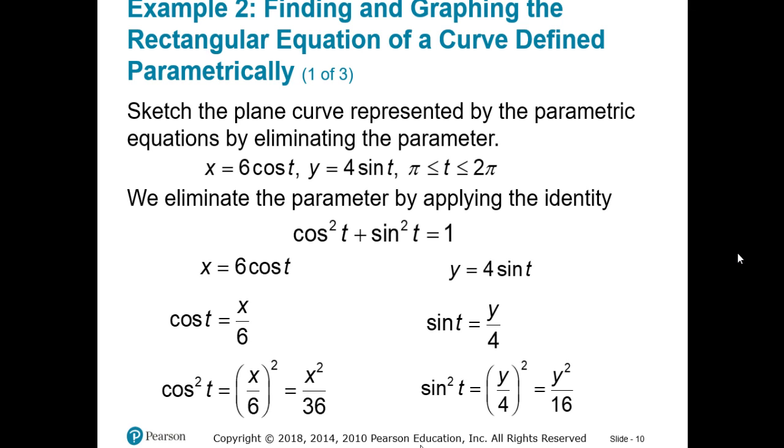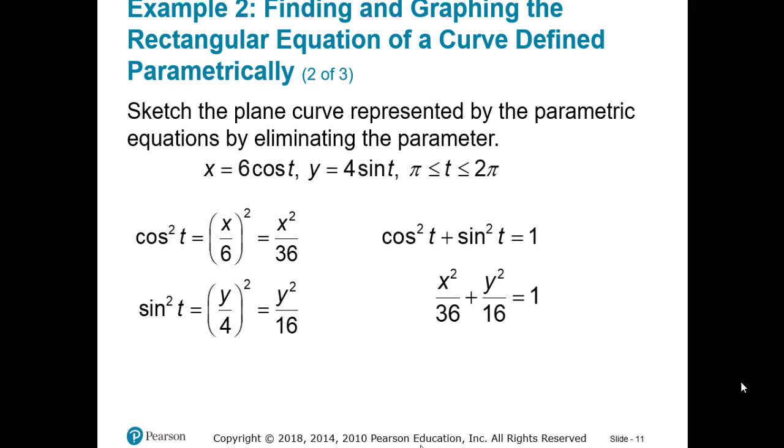x equals 6 cos t, y equals 4 sin t. So cos t equals x over 6, sin t equals y over 4. cos squared t equals (x over 6) squared equals x squared over 36. And sin squared t equals (y over 4) squared equals y squared over 16.